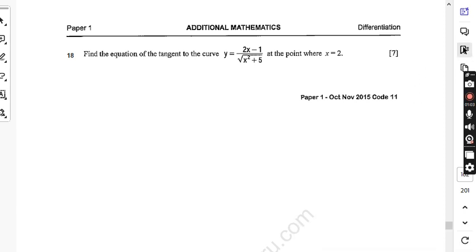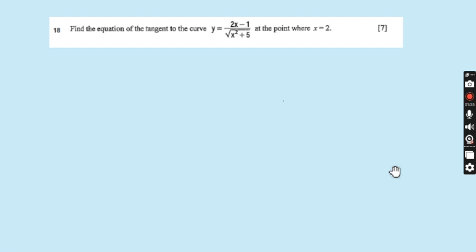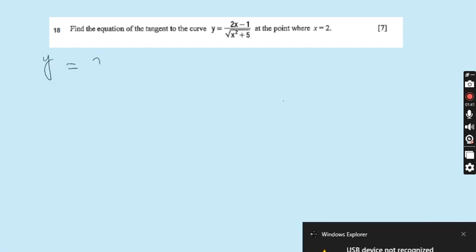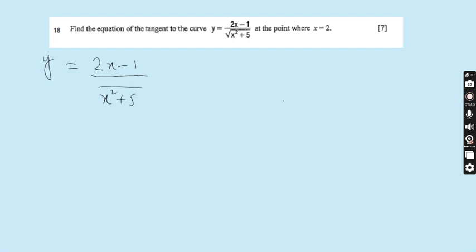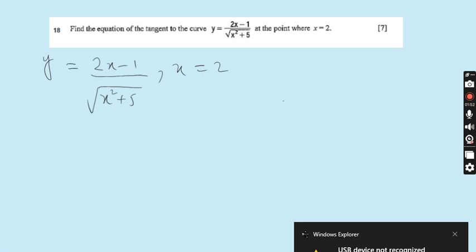Let's have a look. Question number 18. Find the equation of the tangent to the curve y equals (2x minus 1) over the square root of (x square plus 5), at the point where x equals 2. Very easy question. We will do a lot of questions on differentiation in coming lectures. So the equation of the curve is given, y equals (2x minus 1) upon the square root of (x square plus 5), at x equals 2.